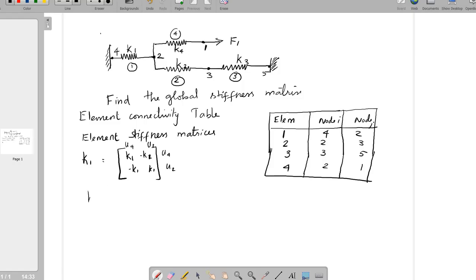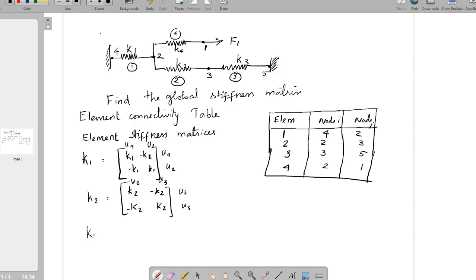Similarly, for K2, it is K2, minus K2 and minus K2, K2. So this is for the connectivity of 2 and 3. That is the displacement U2, U3. Stiffness is nothing but the force produced for the unit displacement. So when you apply the unit displacement at U2, you will get the stiffness coefficient K2. When you apply the displacement U3, at U2, you get the stiffness coefficient minus K2.